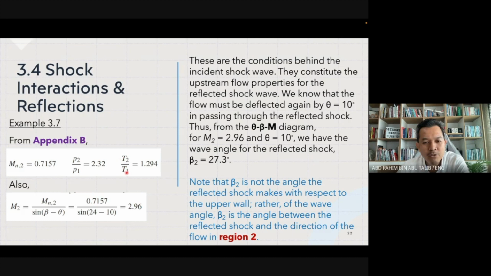The temperature ratio is 1.294. Okay, using the expression for M2, you put the numbers in, right? So you know the beta, we know the theta already. You get M2 to become 2.96. So now you have already obtained the values at region 2. So these are the conditions behind the incident shock wave, right?